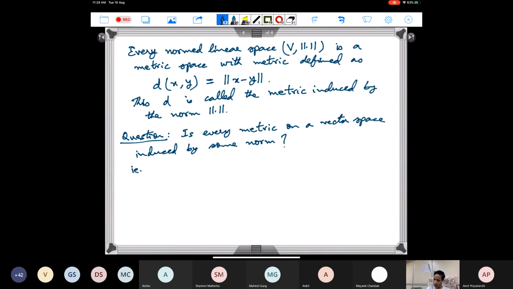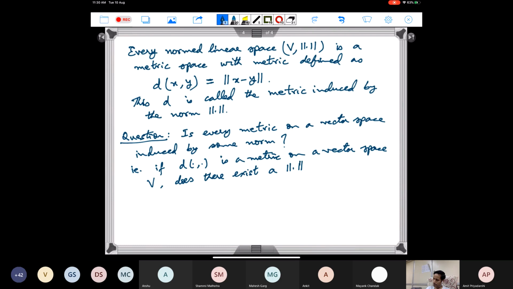So that is, if d is a metric on a vector space V, does there exist a norm on V such that d of xy is equal to norm of x minus y for all xy belonging to V.